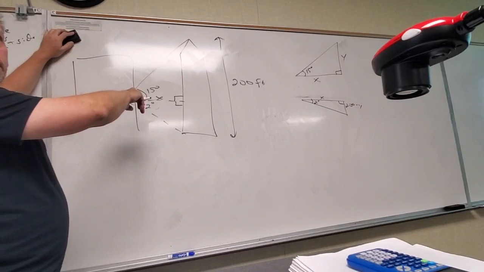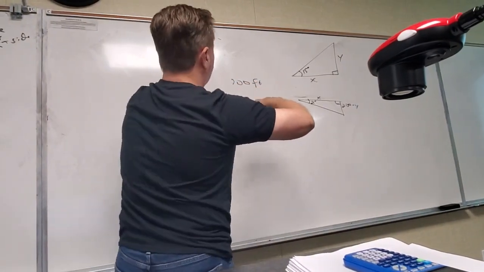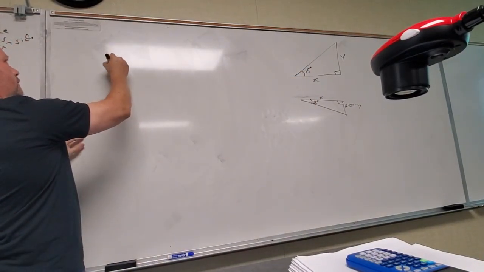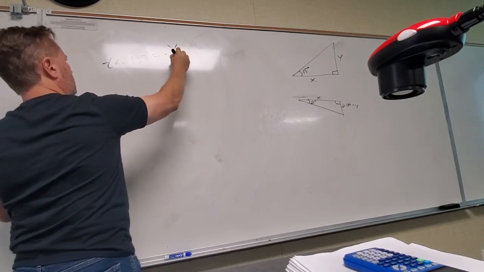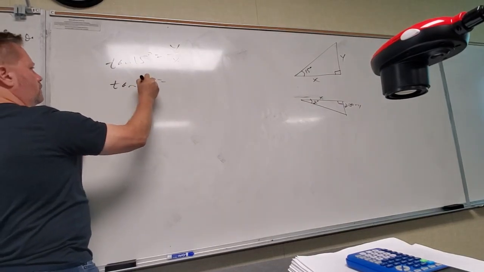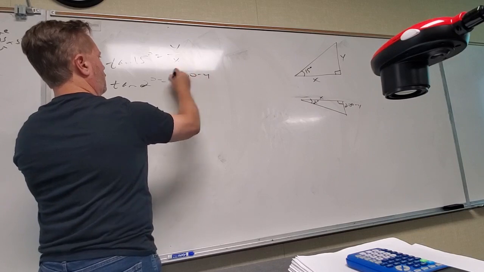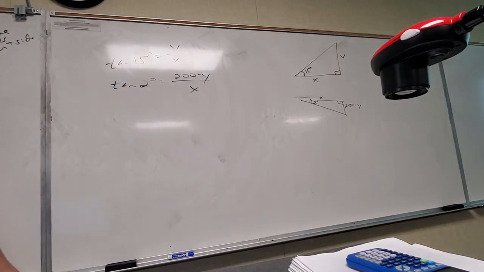What can you write from the first triangle? 10, 15. Second triangle: 10, 2 degrees. Good. Which variable do you not care about? Y.